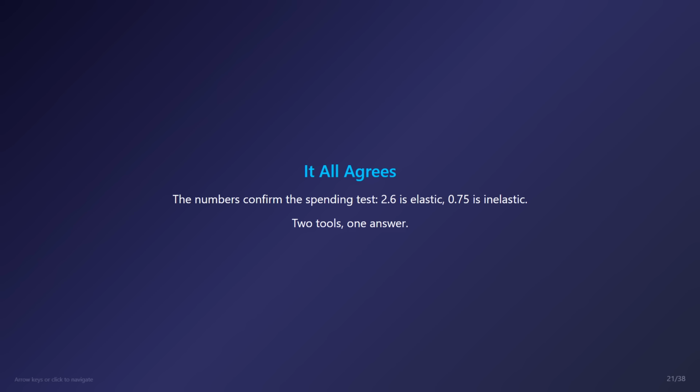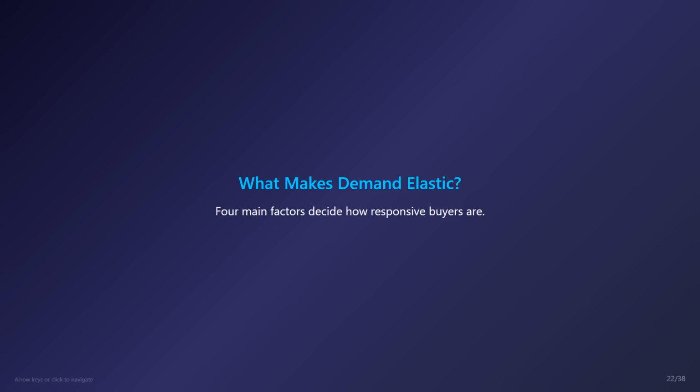0.75 is less than 1, inelastic, matching the fall. Two tools, one consistent answer. So what actually makes a good's demand elastic or inelastic? Four main factors decide how responsive buyers will be.